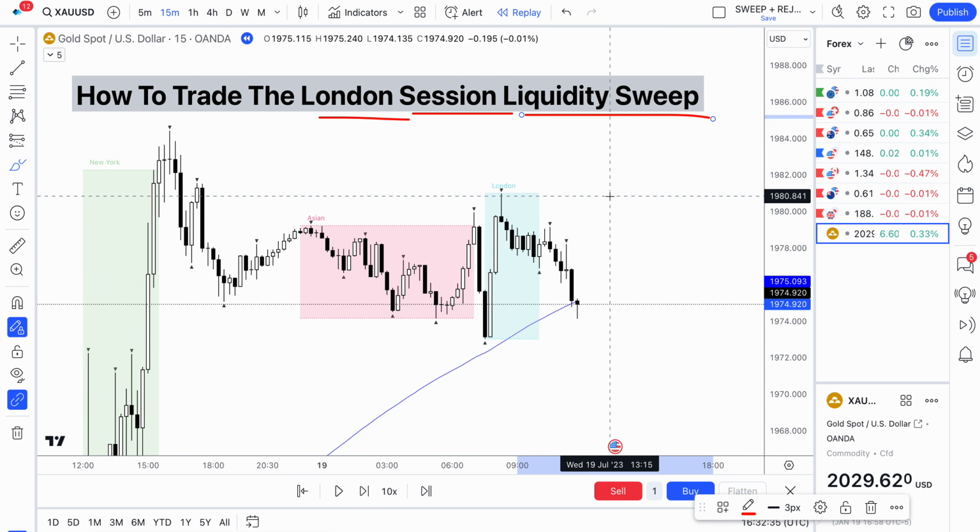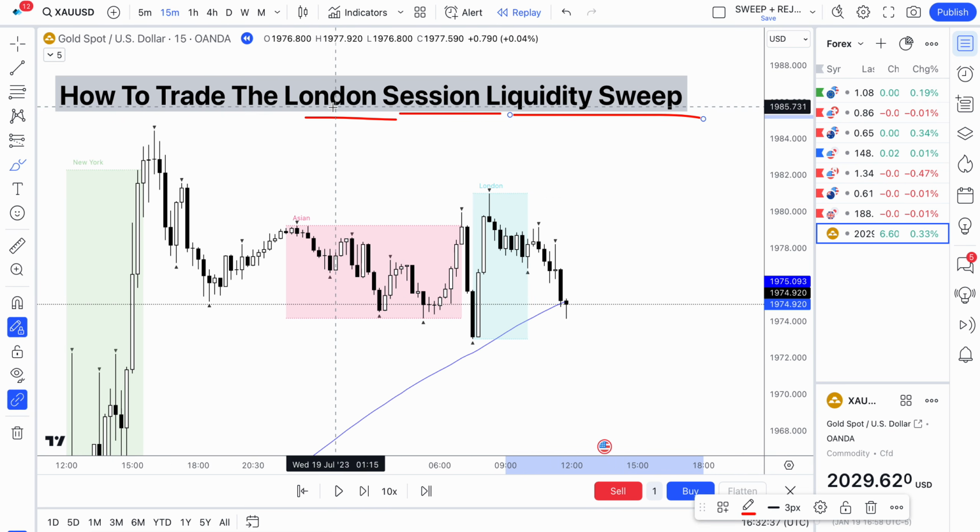So just a little bit of context to this. What is the London Session Liquidity Sweep? It sounds quite complicated, but it actually is very, very simple.